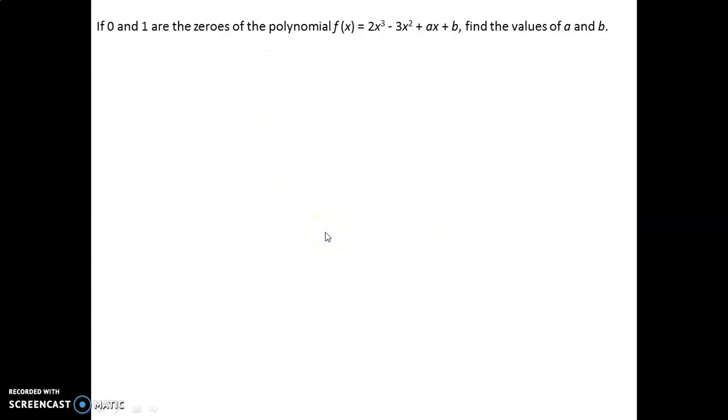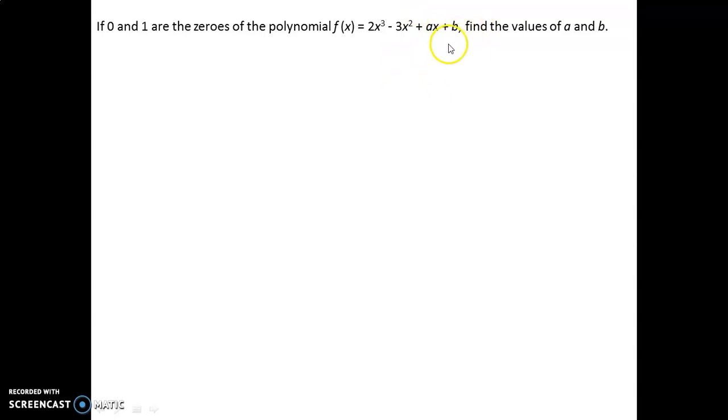Now, the next question is, if 0 and 1 are the zeros of the polynomial f of x is equal to 2x cubed minus 3x square plus ax plus b, find the values of a and b. So, here is a polynomial, a cubic polynomial. Since it is of degree 3, it is a cubic polynomial. So, in this cubic polynomial, there are two constants. The coefficient of x and the constant term are not known here. A and b, we have to find them.